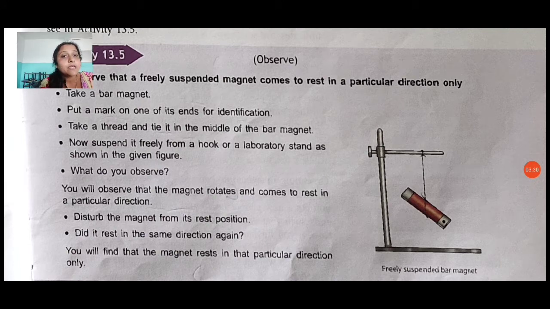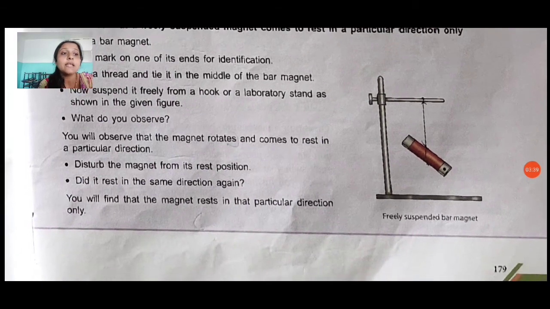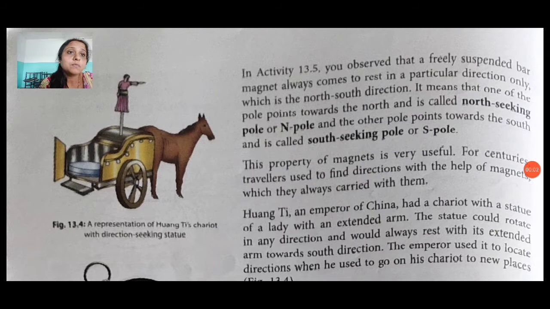Disturb the magnet from its rest position. Did it rest in the same direction again? You will find that the magnet rests in that particular direction only. In activity 13.5, you observe that a freely suspended bar magnet always comes to rest in a particular direction only, which is the north-south direction. It means that one of the poles points towards the north and is called the north-seeking pole, and the other pole points towards the south. It is called the south-seeking pole or S pole.